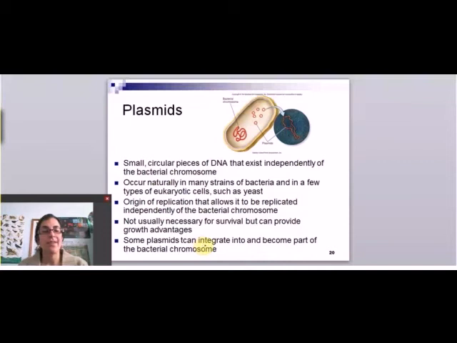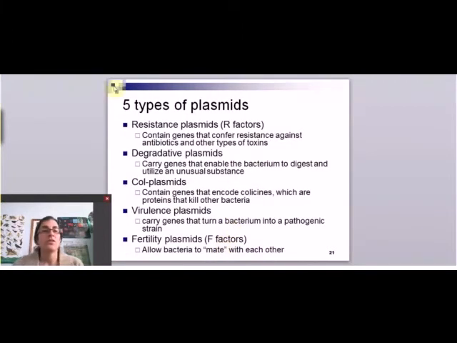Plasmids are usually not necessary for survival, so remember that genes that were critical for survival would be found in the bacterial chromosome. But the plasmids often provide some sort of growth or survival advantage. Also, in some cases, plasmids can actually become part of the bacterial chromosome and be permanently integrated into it. So there's 5 big categories of plasmids that tell us a little bit about the kinds of advantages that plasmids can provide.